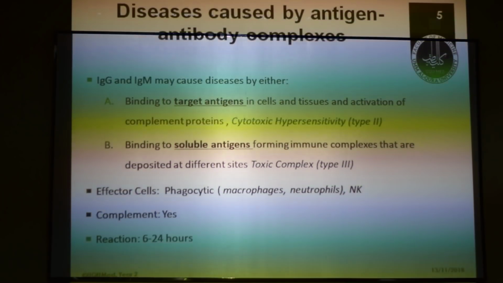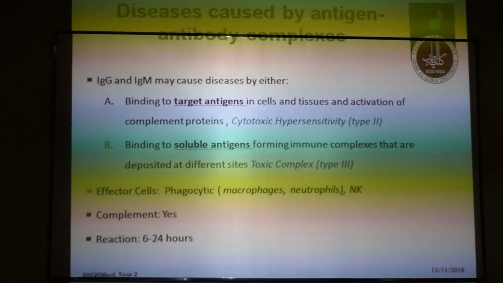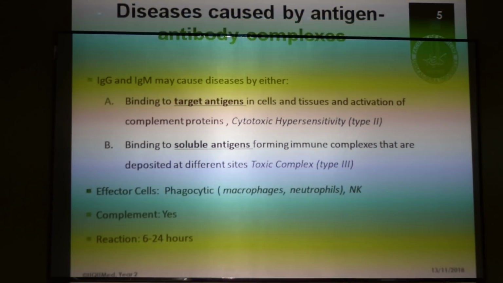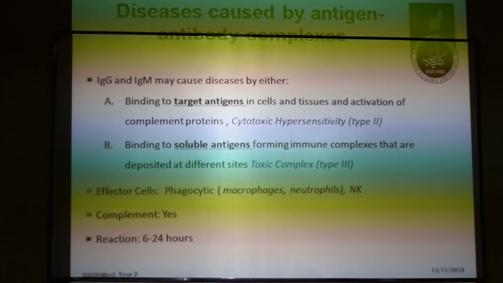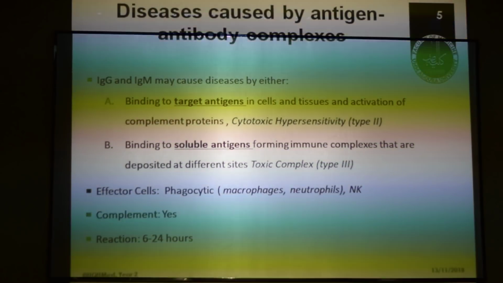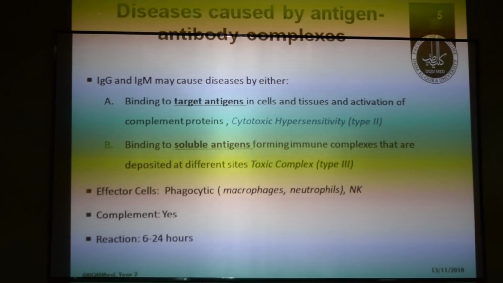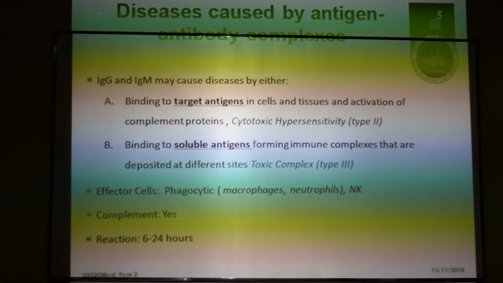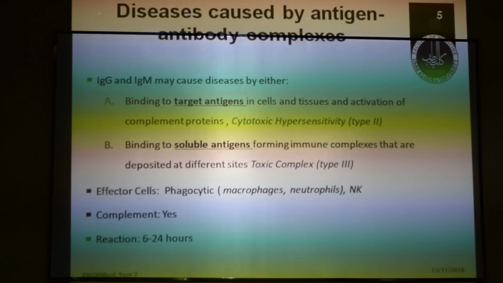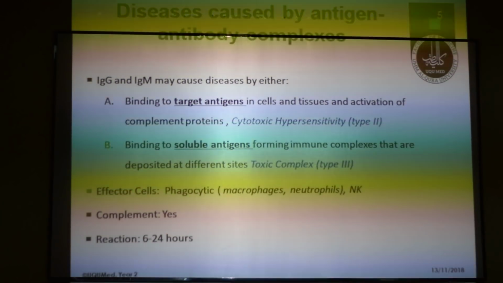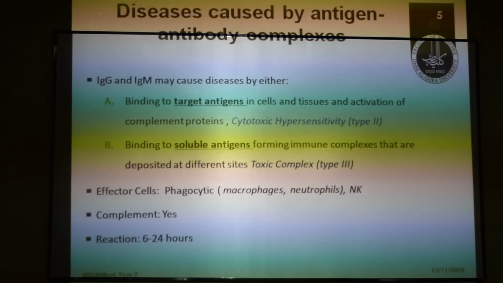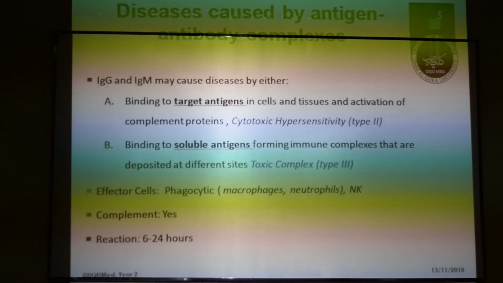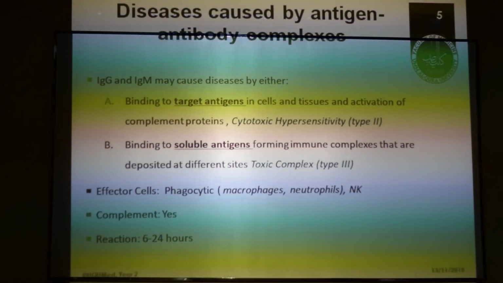But the thing that is not common between the two: A is about type 2 hypersensitivity. It binds to the target antigen, so it's always about the cell or the tissue. Whether it is cell or extracellular tissue, the antibodies will go and bind to it, and then it will cause damage or cytotoxicity. While in case of type 3, the antigens are soluble. They are anywhere in the bloodstream.